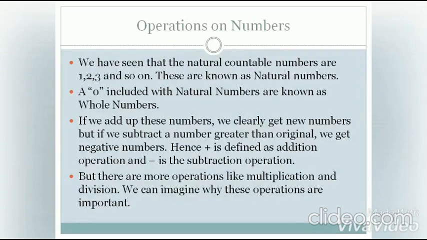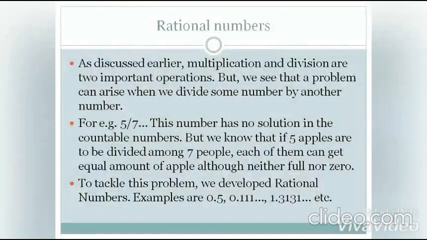But there are more operations like multiplication and division. We can imagine why these operations are important. But we see that a problem arises when we divide some number by another number. For example, let us take 5 by 7. This number has no solution in the countable numbers, but we know that if 5 apples are to be divided among 7 people, each of them can get an equal amount of apple, although neither full nor zero. So, to tackle this problem, we developed rational numbers.